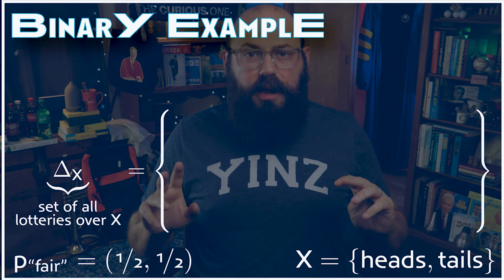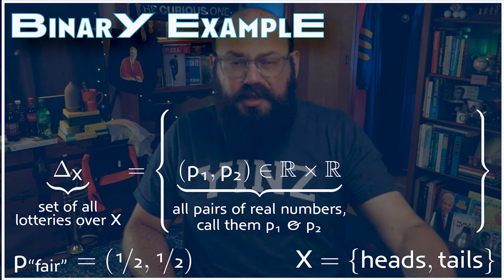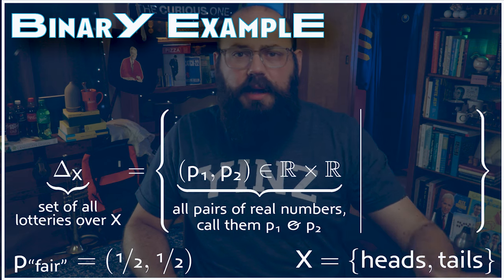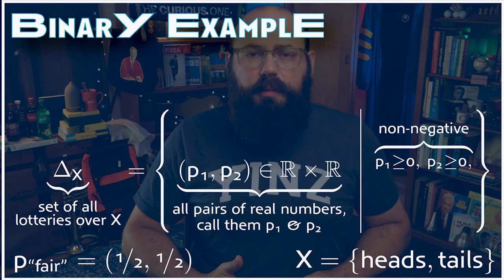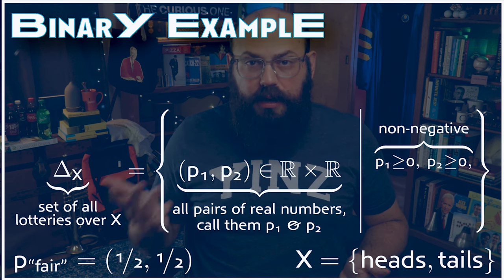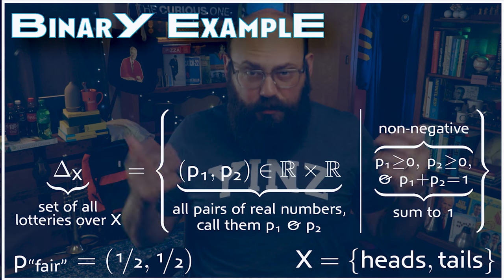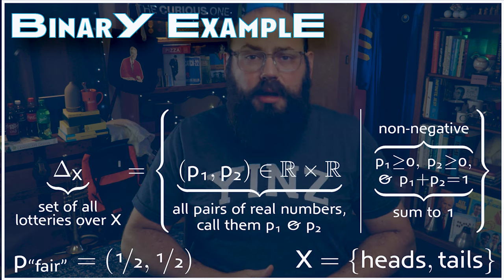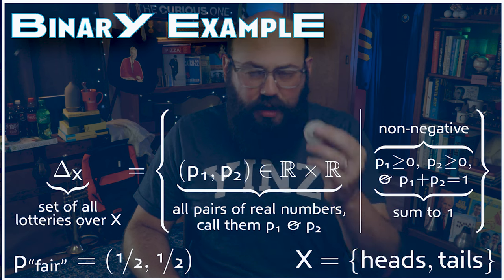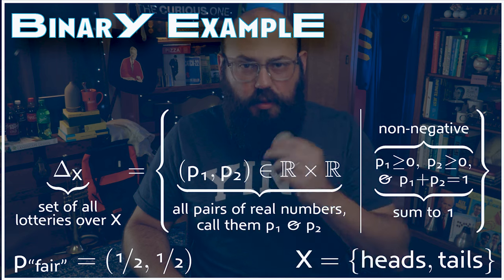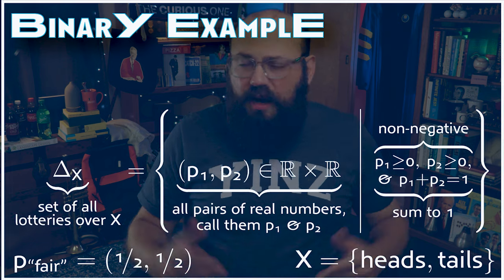It's the set of all pairs, P1, P2, where those are both real numbers, such that P1 and P2 are both non-negative, right? So P1 is greater than or equal to 0, and P2 is greater than or equal to 0. And P1 plus P2 equals 1. That's what I've been saying, is they're both non-negative numbers and they have to sum to 1. You'll notice that 0.5, 0.5 satisfies those criteria, and therefore it lives in the set of all lotteries. So this coin is in there, or at least the randomness that we're using it as a symbol of. And that's the set of all lotteries.